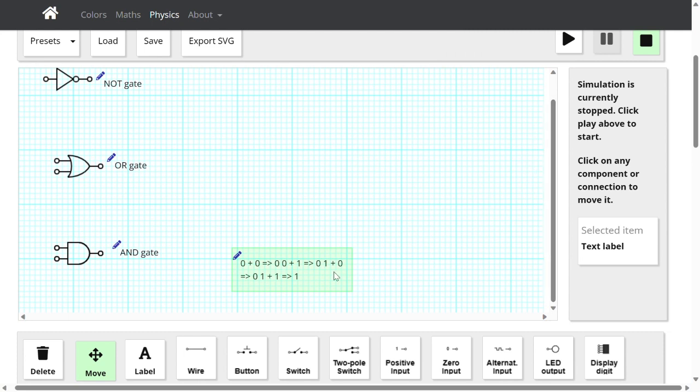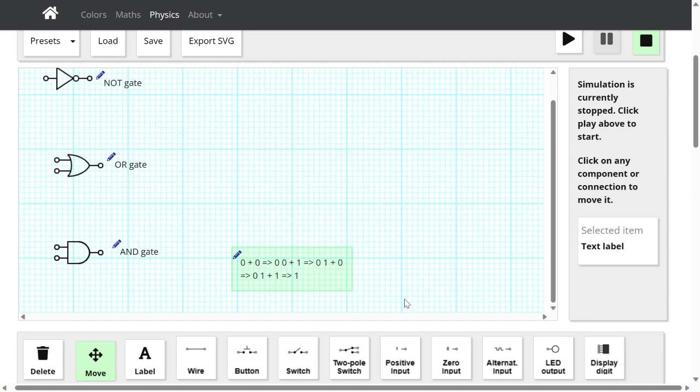Right, so for the AND gate, imagine, because in binary, 0 means off and 1 means on. Just remember that. So if we have off plus off, it equals off on the output. And if we have an off and an on, it will equal off. So it equals 0.